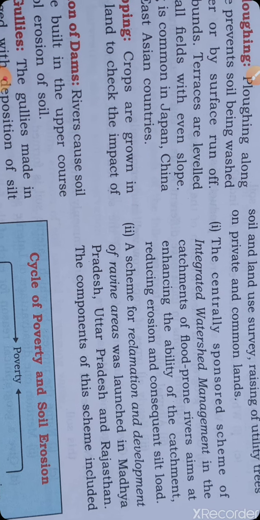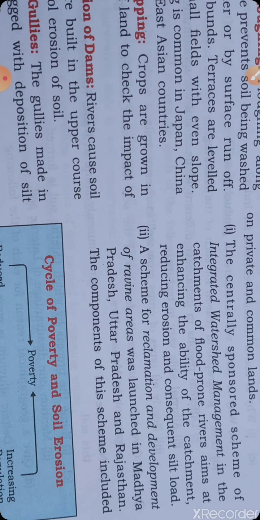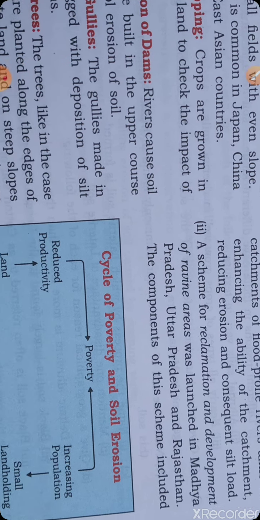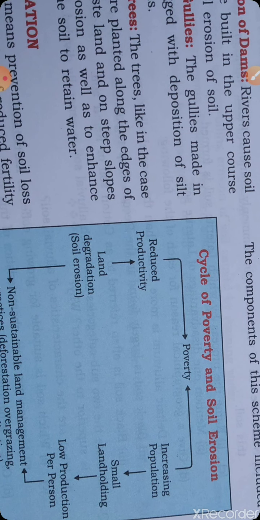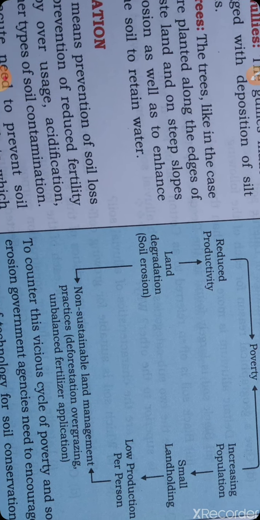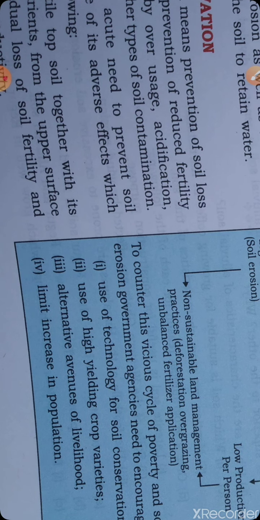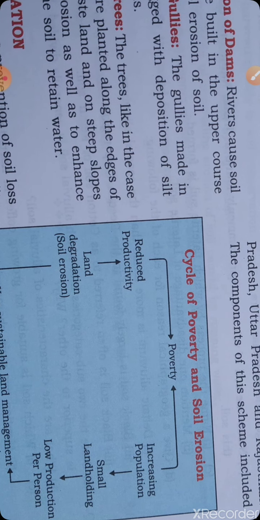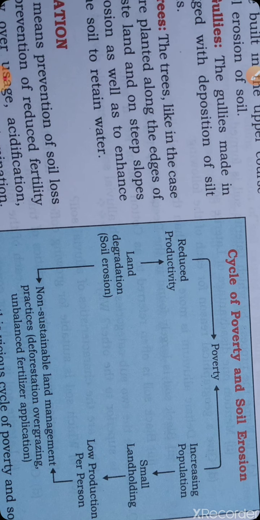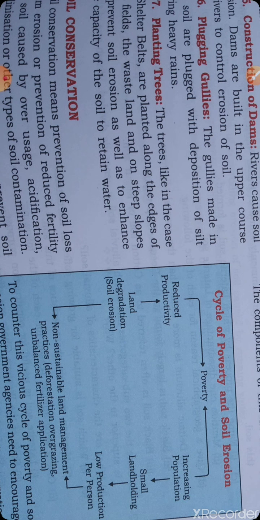A scheme for reclamation and development of ravine areas was launched in Madhya Pradesh, Uttar Pradesh, Rajasthan. The components of the scheme include, see, we have here the cycle of poverty and soil erosion, how it is shown. This is one of the important ones. To counter the cycle of poverty and soil erosion, government agencies encourage use of technological soil conservation, use of high yielding crops, and alternative avenues of livelihood to limit increase in population. So this is important. This also you can draw in your notebook. Cycle of poverty and soil erosion, how does it take place? In this you can fully understand how soil is affected.